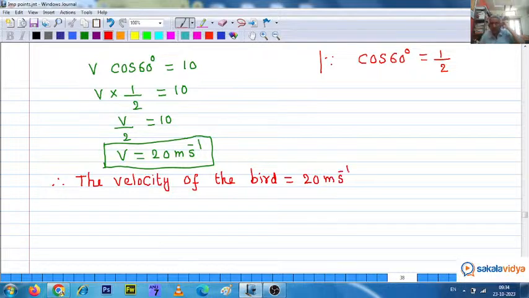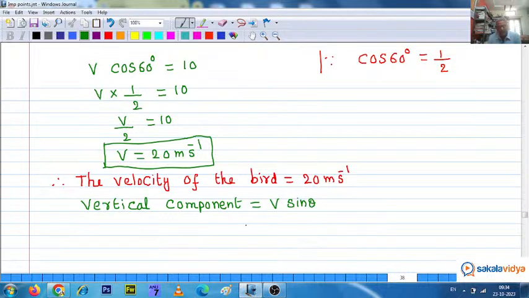Now what do we need to find out? Even the vertical component we need to find out. So let us evaluate the vertical component. What is the formula to find the vertical component? Yes, you know that is actually V sin theta. Theta is equal to 60 degrees. We already know V is 20. So that is 20 times sin 60.